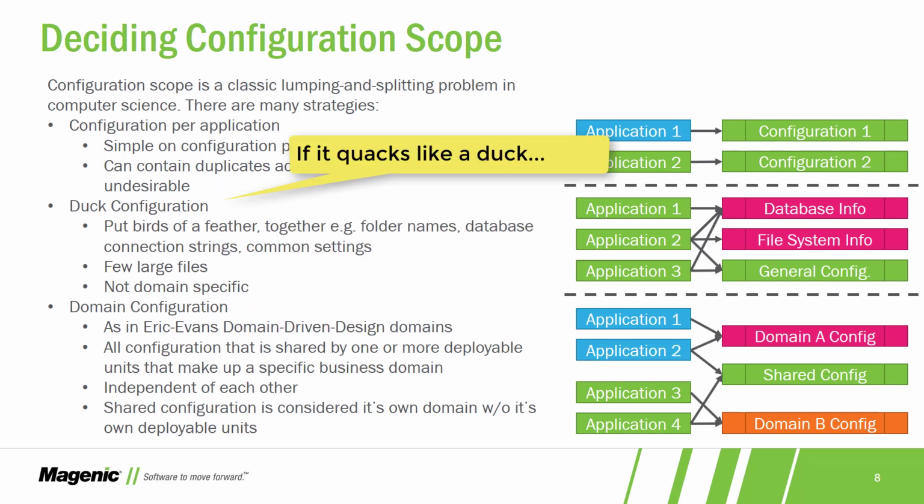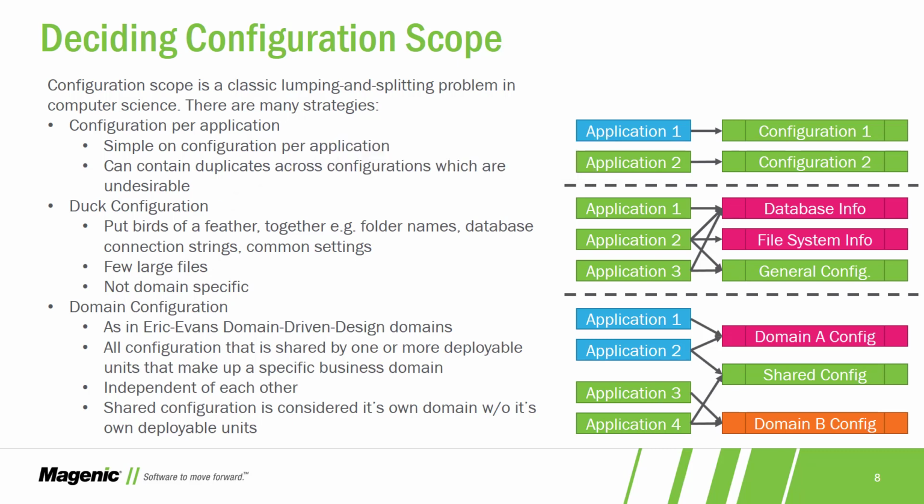Duck configuration is a popular but somewhat misguided attempt at putting together configuration items that are of a feather, which is to build very few large files based on functional relationships. For example, if you had a bunch of database connection strings, you might put them in one configuration. If you had a bunch of things about different areas on the file system, you might put those into a different configuration. And you might have sort of a garbage collection general configuration that's used by some of the apps that's sort of an arbitrary name value.